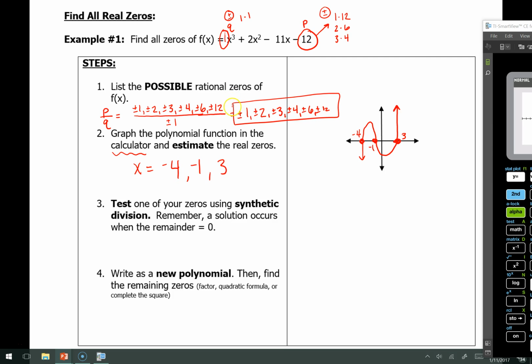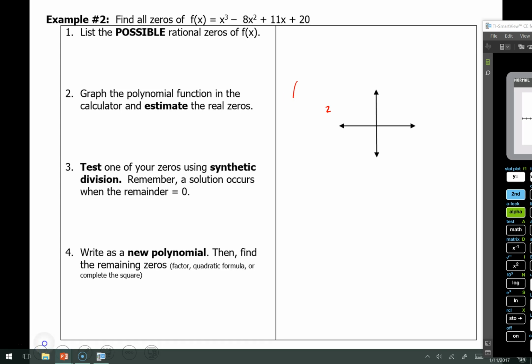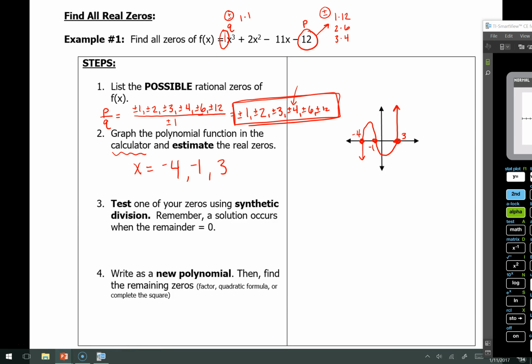Looking up at the list of possibilities we found using the rational zeros theorem, negative 4 is on this list, negative 1 is on the list, and positive 3 is on the list. So we can choose any of these 3 to test using synthetic division. Let's use the negative 4. It's the first one listed, so that's what I'm going to grab. You could use any of these with synthetic division. So I'm going to divide out that factor, that zero of x is equal to negative 4.